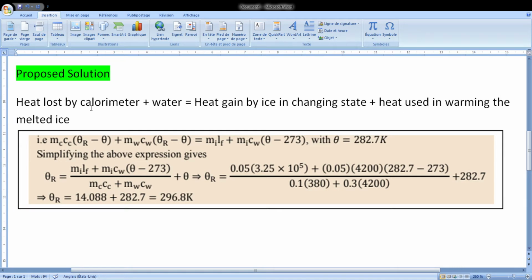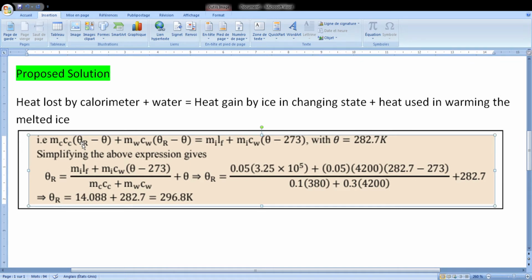So we have the energy equation: heat lost by the calorimeter plus water equals the heat gained by ice to change the state plus the heat used in warming the melted ice. If this is understood, we can translate into a mathematical expression or equation. Here, the heat lost by the calorimeter is given as the mass of the calorimeter, specific capacity of the calorimeter. Now, theta R is the room temperature, which is the initial temperature of the calorimeter and the water.